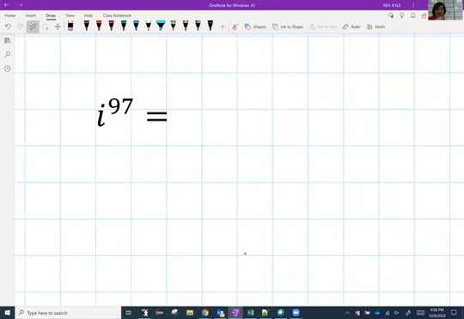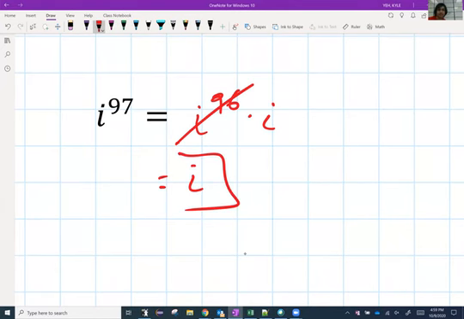There's your next pop quiz. i to the 97th. So 80, I know 80 is a multiple of 4. 80, 84, 88, 92, 96. So I think 96 is my closest. This is i to the 96 times i to the 1st then. Any multiple of 4 is just 1, so 1 times i is just i.